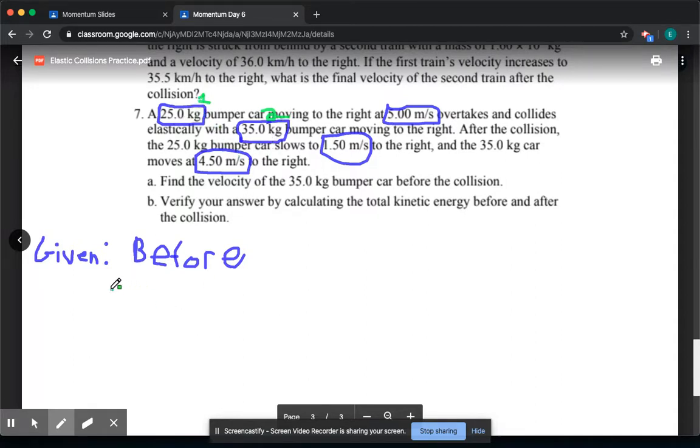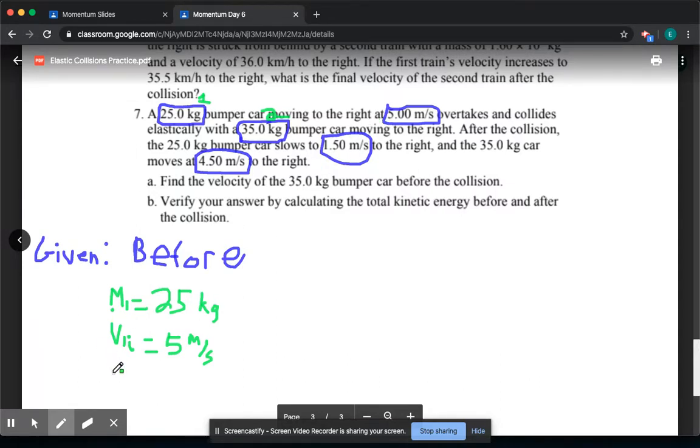So before, we are told that M1 is 25 kilograms. And V1I is 5. Is it positive or is it negative? It says that the car is traveling to the right. If it's traveling to the right, it should be positive.